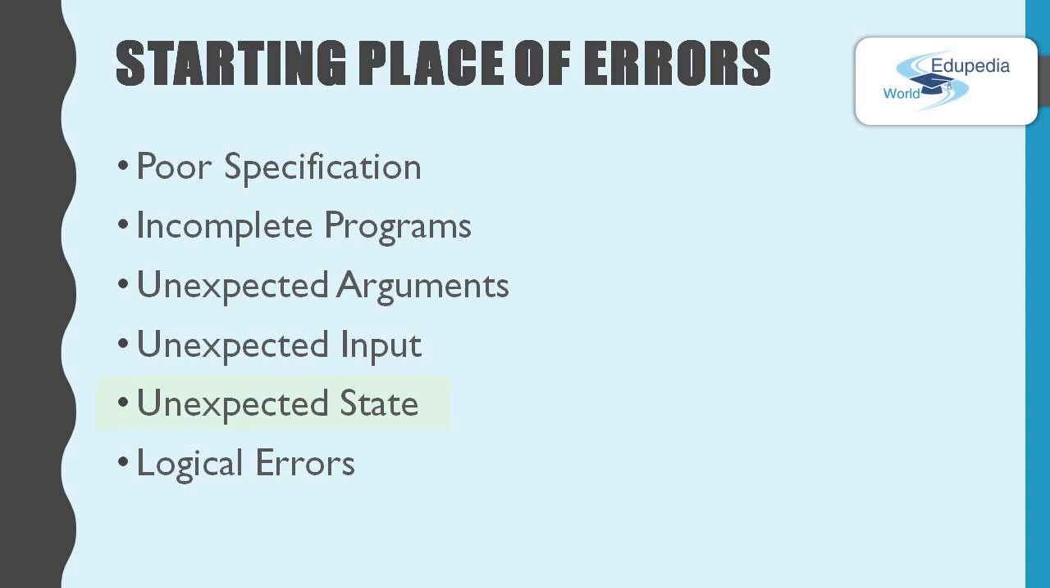Now the fifth one is unexpected state. Actually the state here means data. Most programs keep a lot of data around for use by different parts of the system. For example, address lists, phone directories, temperature readings, etc. What if such data is incomplete or wrong? The various parts of the program must still manage. The last one is logical errors. That means the code that simply doesn't do what it was supposed to do. We'll just have to find and fix such problems.